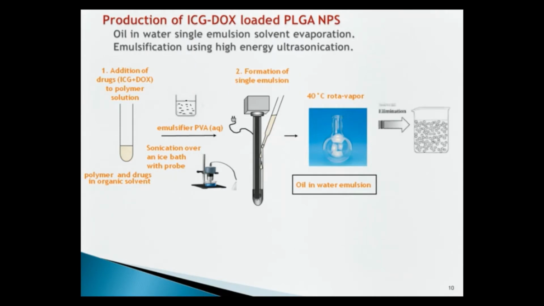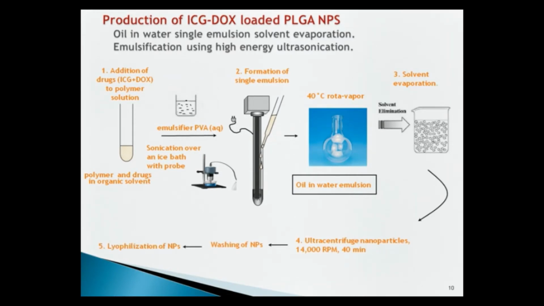We add the drugs, generate the emulsion, evaporate the solvent, which results in nanoparticles. We centrifuge to concentrate the nanoparticles, wash them to try to get as much of the solvent out, particularly if PVA was used as a stabilizer because it has high toxicity, and then we lyophilize them for later use. If we're going to label them with either an imaging agent or a targeting moiety, we would reconstitute them and do that at that stage.